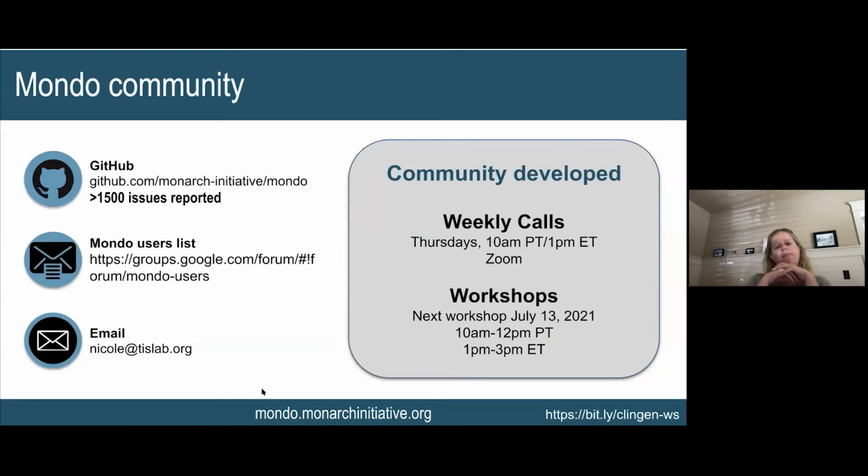And yeah, Mondo is a community resource, and we really love having input and contributions from groups such as yourselves. We use GitHub as the place where we store the ontology files, but we also have our issue tracker there. We've had over 1,500 issues reported to Mondo since we started this project. We try to keep on top of them, but there are quite a few issues on the tracker right now, and we're working really hard to address these.